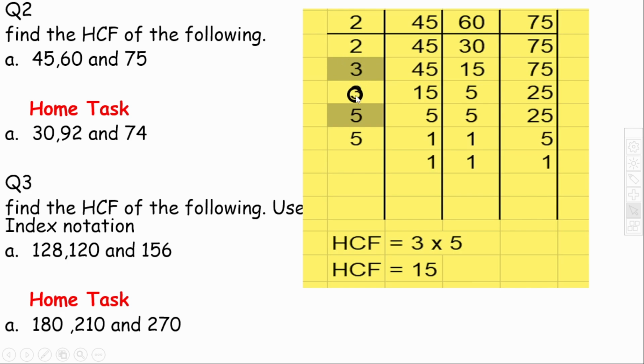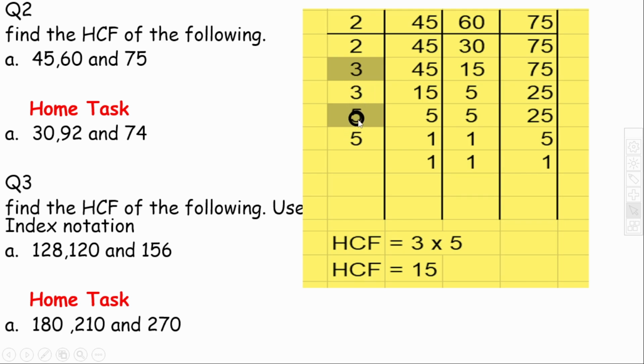Now let's try 3 again. 3 in 15 is 5. 3 in 5 is not possible, so we write 5 again. 3 in 25 is not possible, so we write 25 again. We don't mark this because it didn't divide 5 and it didn't divide 25. So we don't mark it, we don't circle it, or we don't highlight it.